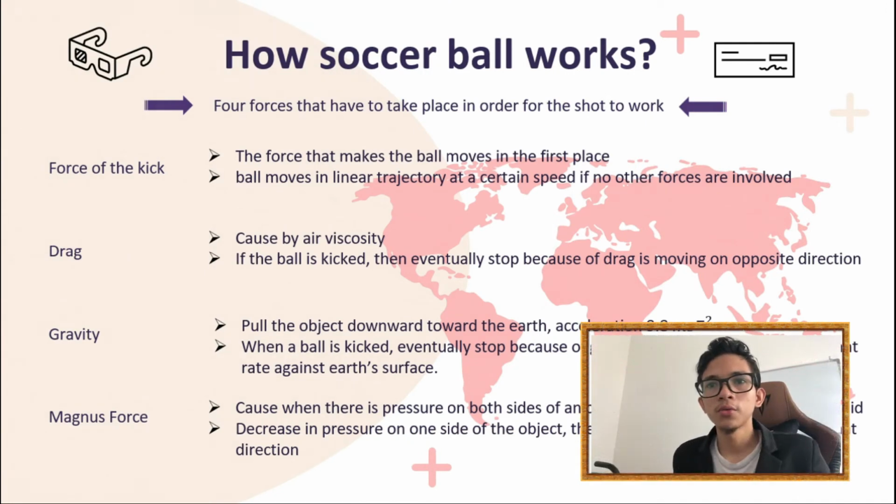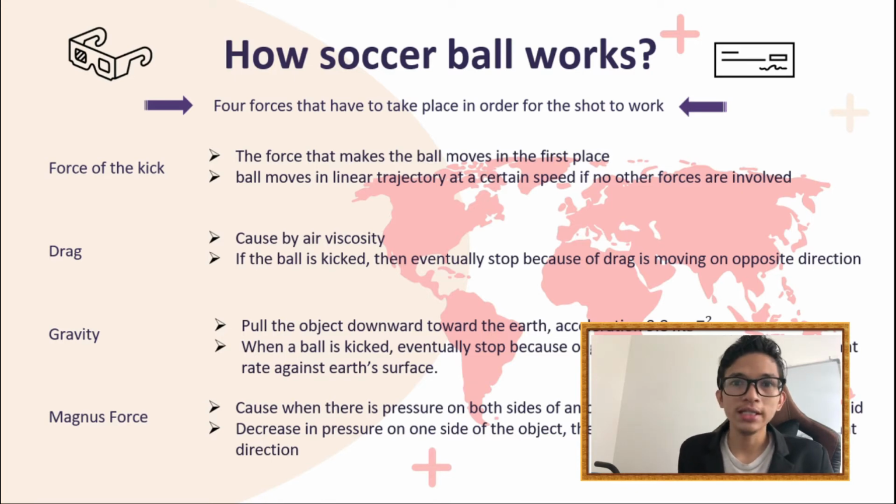So how does a soccer ball work? There are 4 forces that have to take place in order for the shot to work. The first one is the force of the kick, the force that makes the ball move in the first place. The ball moves in a linear trajectory at a certain speed if no other forces are involved.